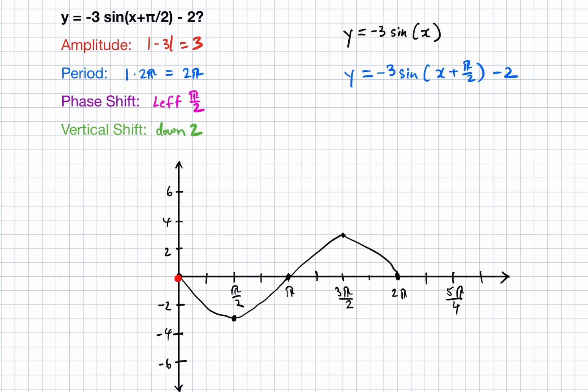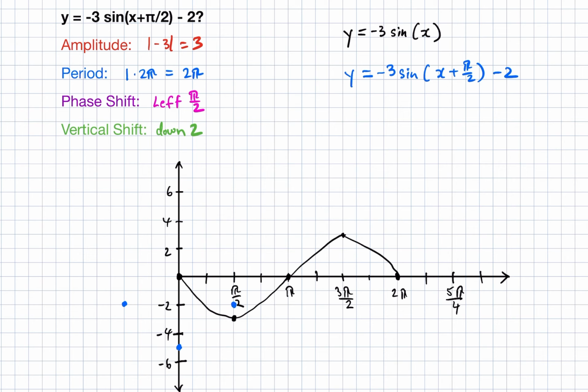So we're going to take this point, and we're going to go left pi over 2, so that's going to be over here, and then down 2, 1, 2. So we're going to plot a point right there. Now we're going to take this point, and we're going to go over pi over 2 to the left, and then down 2. So it's going to take us down here at negative 5. All right, next point, we're going to take pi, and we're going to shift it over by pi over 2, and we're going to go down 2, 1, 2. Okay, so that puts us right here.